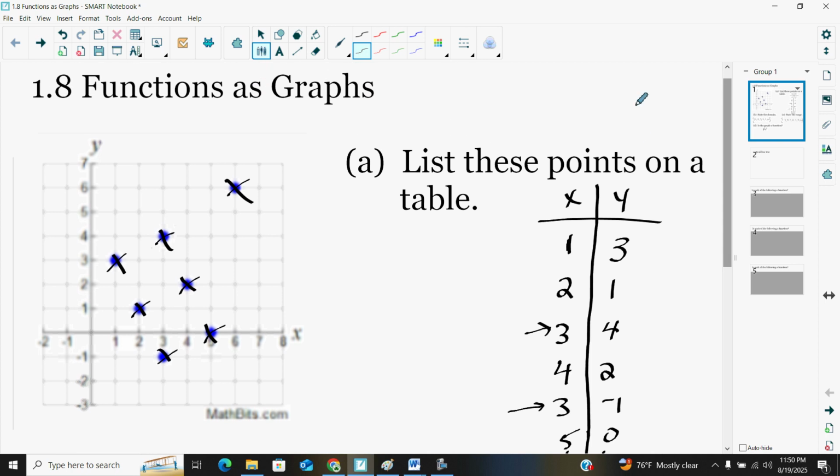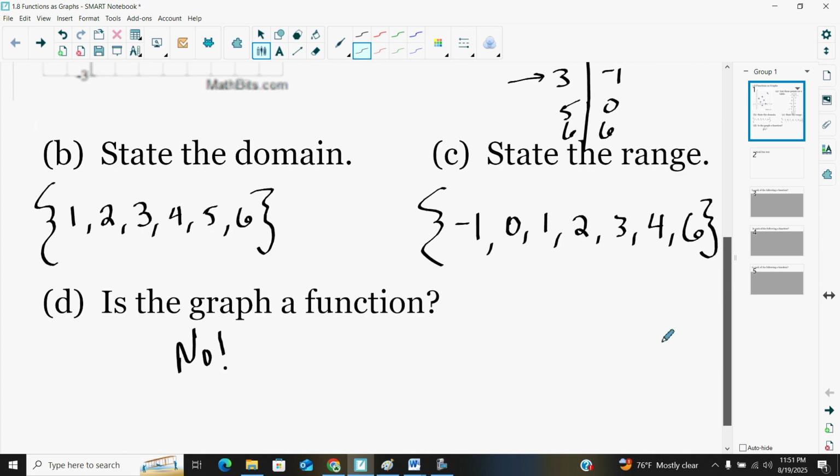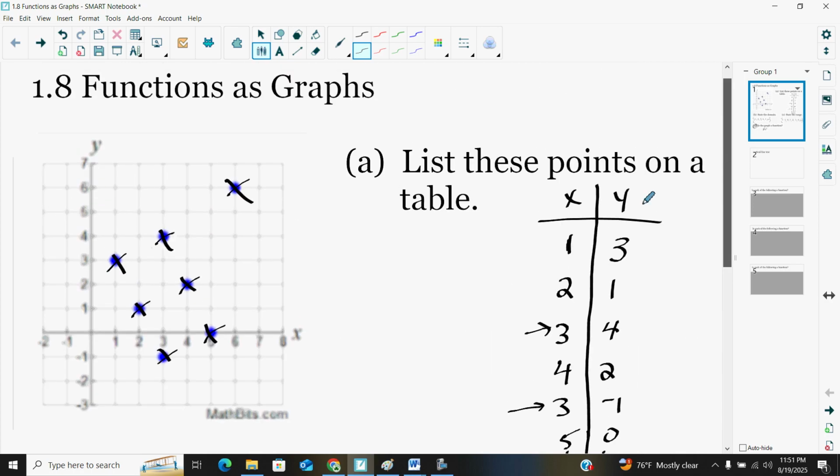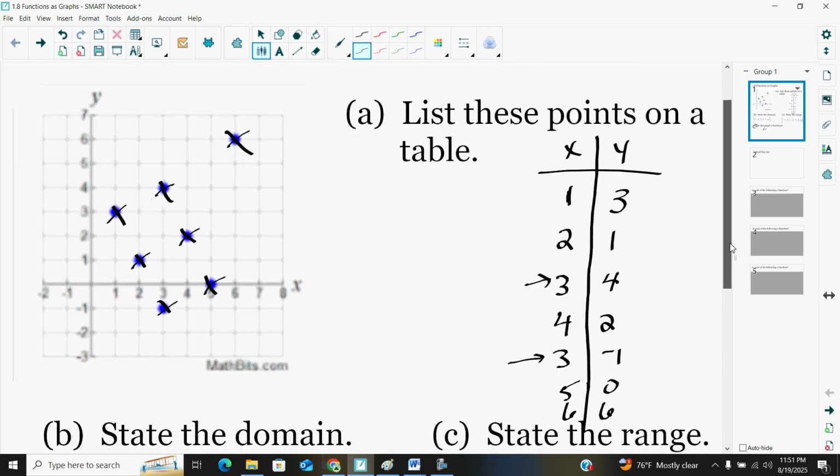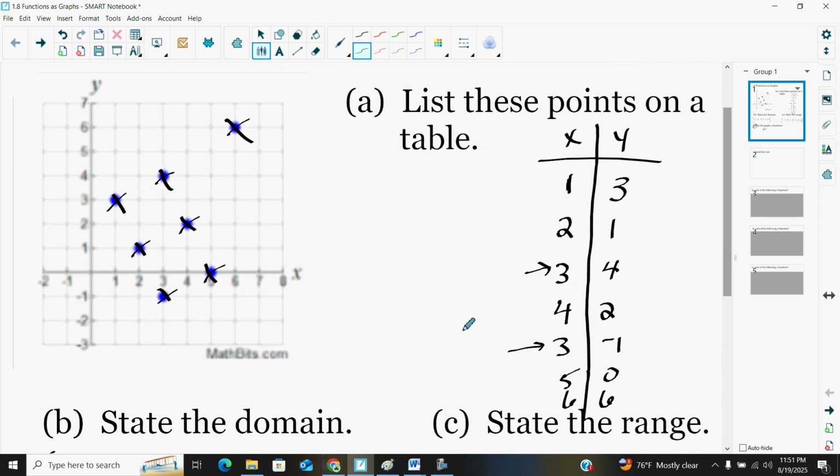Our goal for today is to be able to answer part D, is the graph a function or not, without having to do these intermediate steps. We shouldn't even have to do part A. We should be able to look at a graph and tell if it's a function or not a function, just by looking at it or doing something with it quickly.